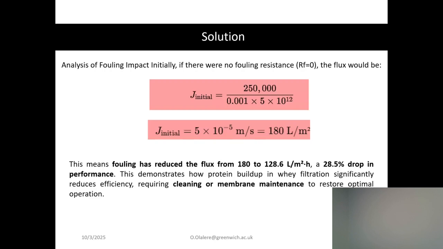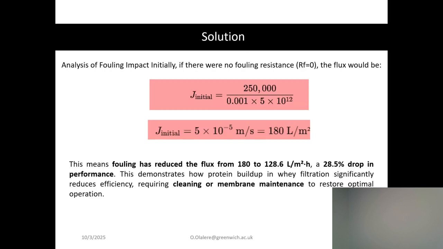Now, we want to see what is the impact of fouling, that is when we have the surface of the filtration system being blocked. What is the impact of that on the performance? You won't know the impact until you remove the resistance. So we now assume that there is no resistance. Do you understand? So we assume that Rf equals 0. So we will now see the flux J.